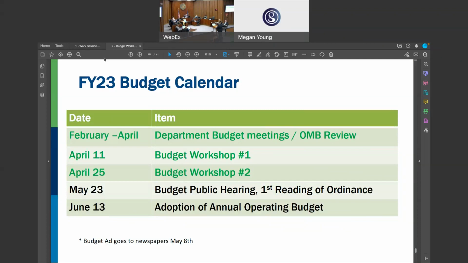So we're about halfway through budget development at this point. We have to advertise for the public hearing by May 8th, so Christina and her team are wrapping up on the detailed numbers for that. And we'll come back to you all on May 23rd with our official recommended budget and finish up with budget adoption on June 13th.